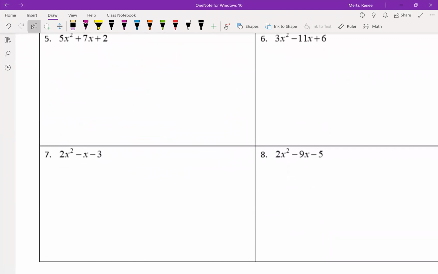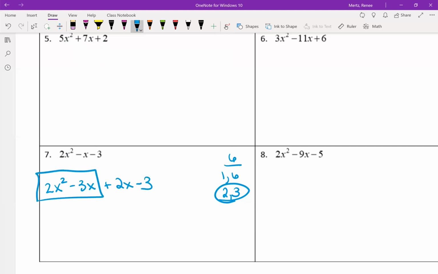Let's do number 7. So again, we're multiplying 2 times 3, so 6, 1 and 6, 2 and 3. What do I want them to do? I want them to subtract to be negative 1. So 2x squared minus 3x plus 2x minus 3. Box the first 2 terms. 2x minus 3, repeat, 2x minus 3. It is a match already, so what number does that mean? Good, it means a plus 1. X plus 1 times 2x minus 3.